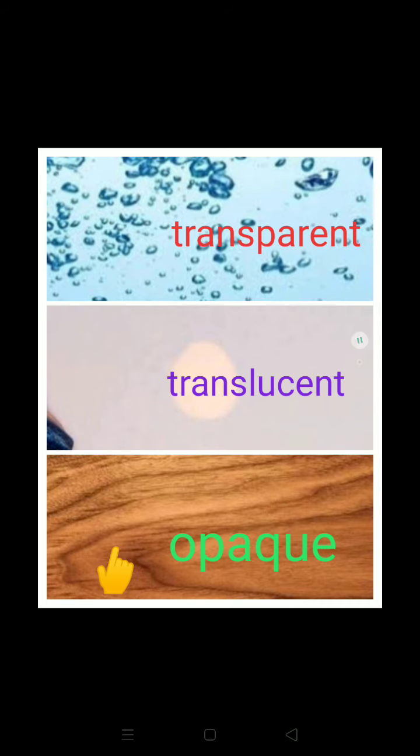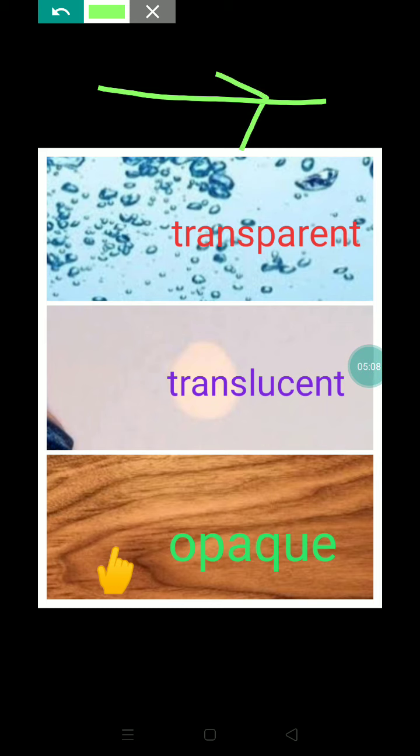Now, the second term. What is ray? Ray of light is the straight line path along which the light travels. Here, like this. This is a ray. This is another ray. A ray of light is the straight line path along which the light travels, and it is represented by an arrowhead straight line like this or like this.